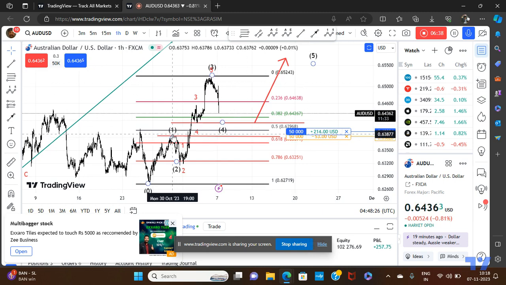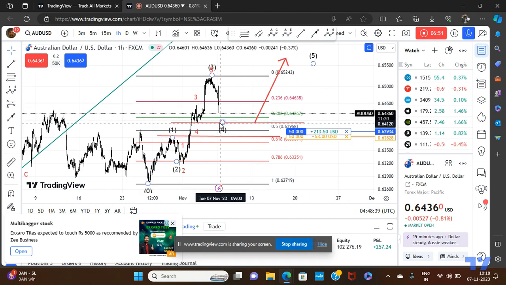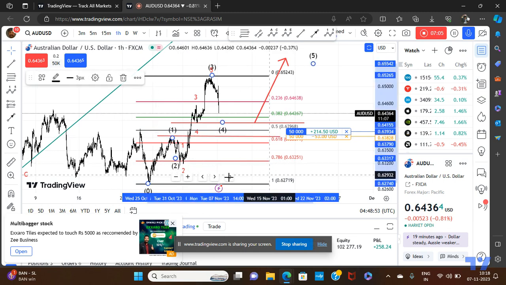Suppose if this stop loss is hit, then this will form a triangle. This will be A, B, C, and A, B, and C, and then a new wave will come. But for the time being, I want this correction to stop at this much point. But it should not breach, it should not come within the price action of the first wave. The whole wave thing is very complicated, but I will explain this in one of my later videos. But for the time being, I want this correction to stop here.